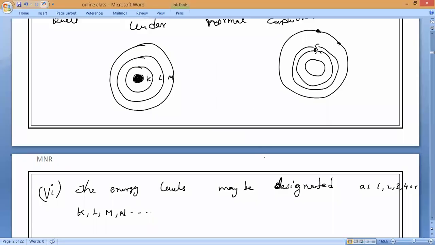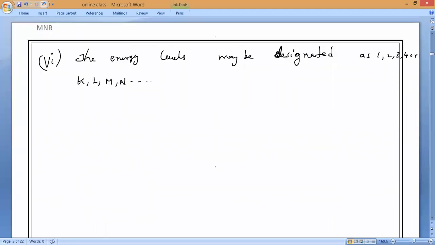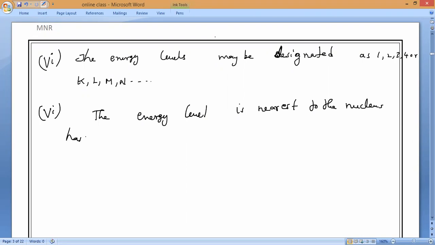The energy level which is nearest to the nucleus has the lowest energy. Okay, next.